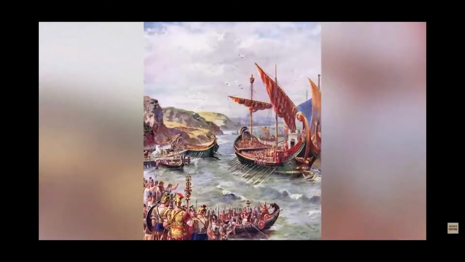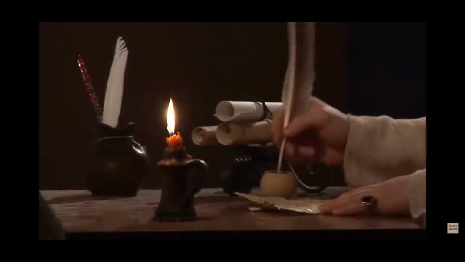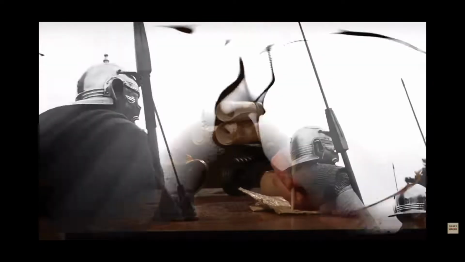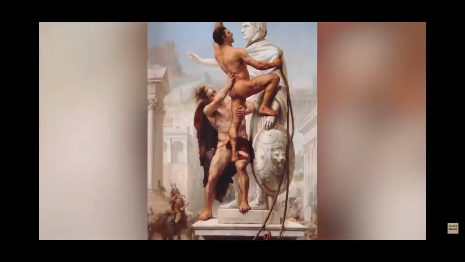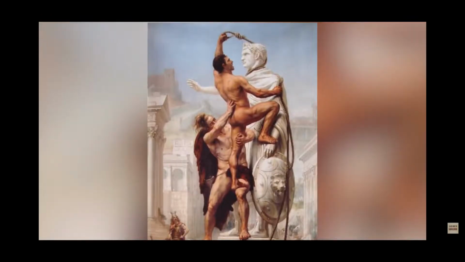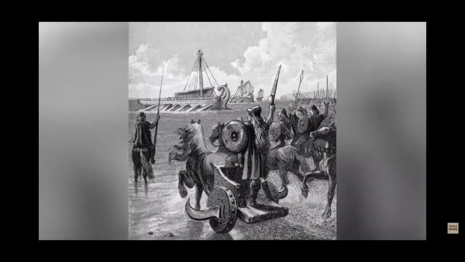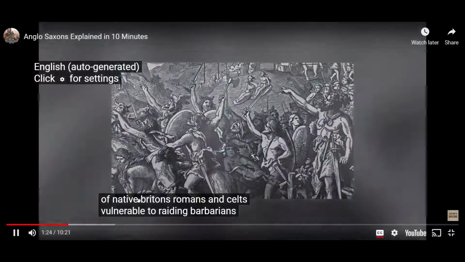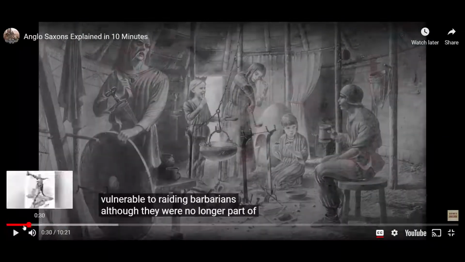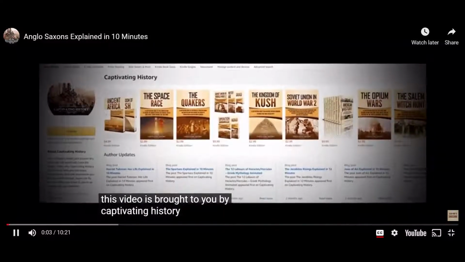Therefore, resources were pulled from outlying posts, such as Britain. Although it is much less tidy than history books make it seem, the end of the Roman rule over Britain occurred in the year 410, the year that the Visigoths sacked Rome. The Romans pulled out of Britain, leaving the people living there, a blend of native Britons, Romans, and Celts, vulnerable to raiding barbarians.